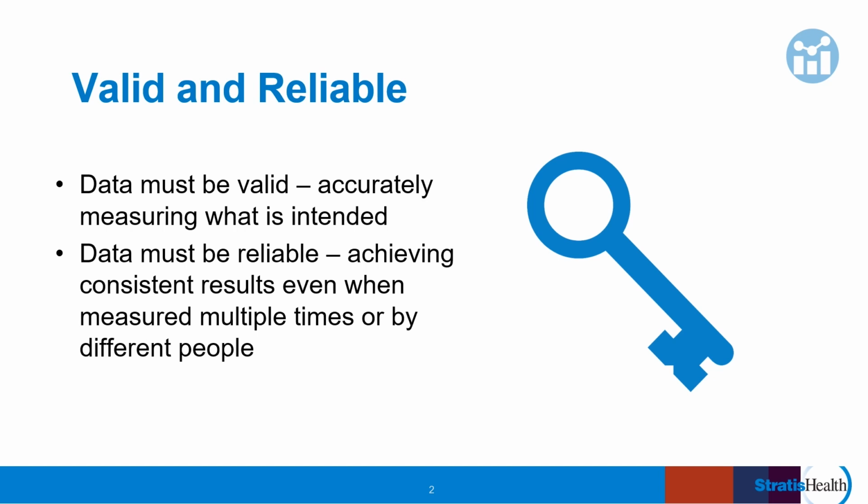Valid and reliable data is the key to understanding processes and outcomes. To be valuable, data should be both valid, meaning it is an accurate measure of what is intended, and reliable, indicating consistent results even when measured multiple times or by different individuals.